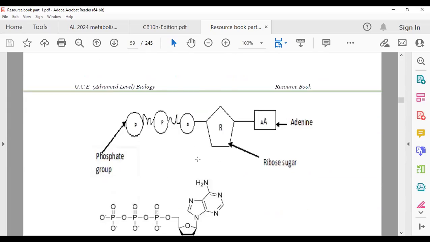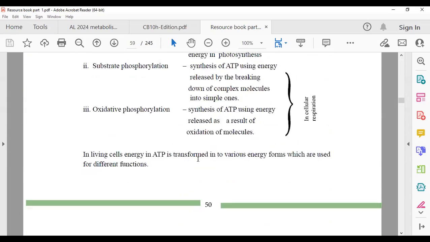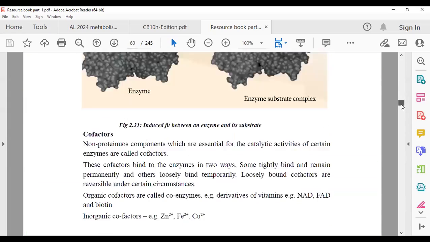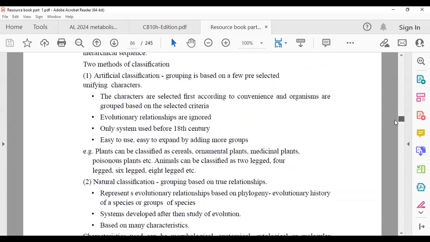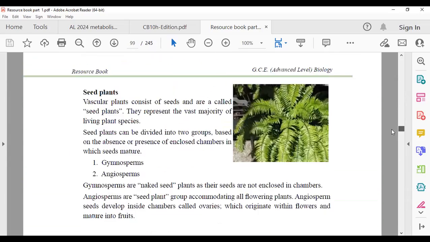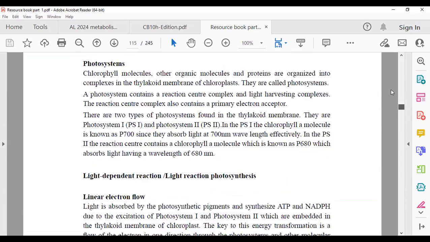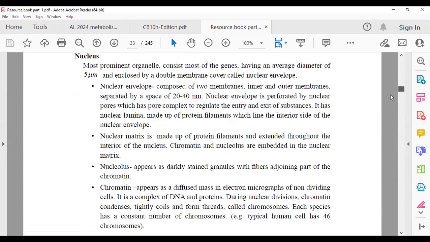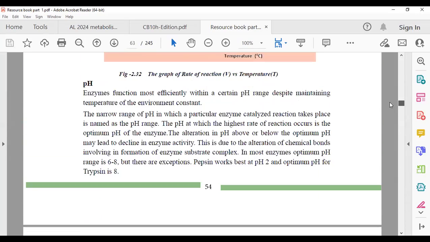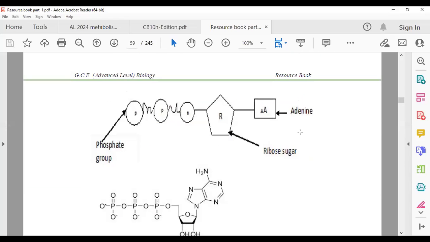So inshallah, I will send you the photosynthesis tube. Give me one day's time. Inshallah, I will send you the photosynthesis tube. Take the printouts and get ready.